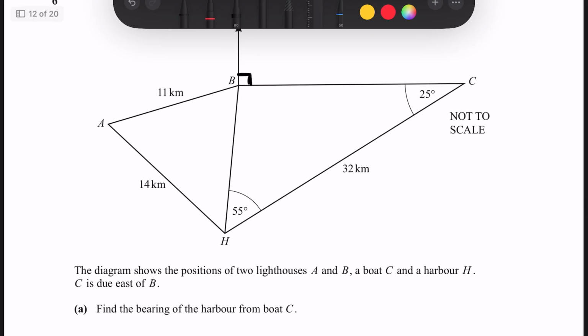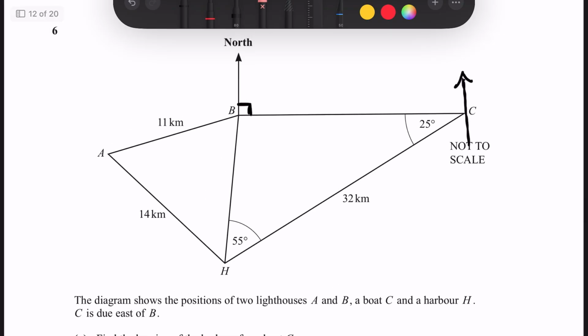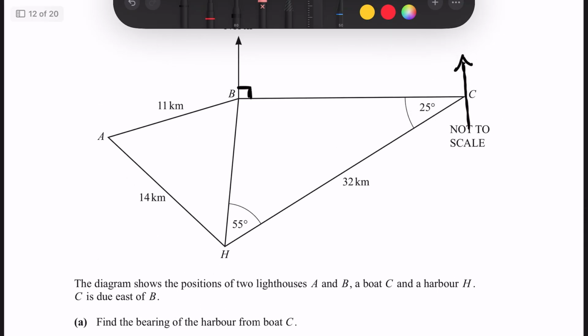So the A part says to find the bearing of the harbor from C. So the question is asking you to find this angle essentially. Since the harbor is here and C is over here, the bearing of the harbor from C means you have to find the angle from C that gets you to H. So in this case, if you imagine the north line as again the straight vertical lines that are common amongst all lines, and the bearing of B from C is 90 degrees, which means that this too is 90 degrees.